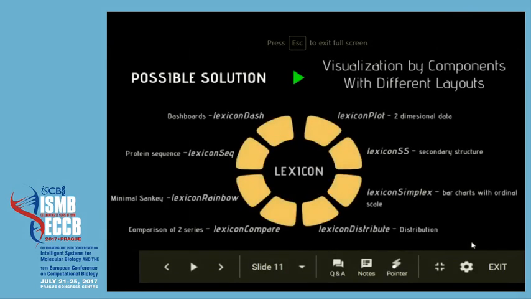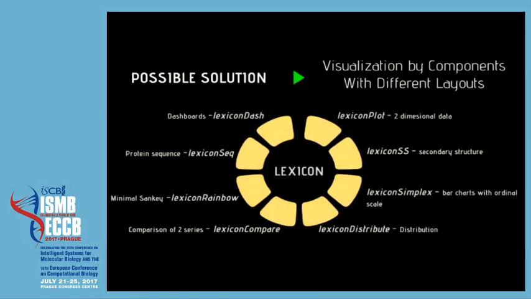So my problem was, we have several different data types, so I need to make small macro libraries that are suited for each data set. So we have the lexicon plot, which is for two-dimensional data. We have the lexicon SS, which is for secondary structure. We have the lexicon simplex, which is just a simple bar chart with an ordinal scale on the x-axis. We have the lexicon distribute, for distributions. Lexicon compare, for comparing two plots. We have a lexicon rainbow. This is kind of strange, I don't know where to put it. It's just a mixture of a bar chart and a minimal Sankey. And then we have lexicon sec, which is to visualize protein sequence. Lastly, I have the lexicon dash, which generates simple dashboards.